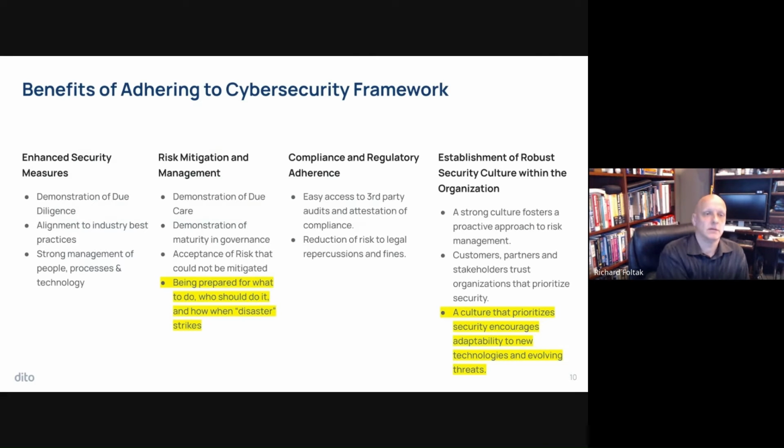So why are there benefits? Why are organizations adopting this? And this is really about, back to what we were talking about, the senior leadership's criminal risk for not demonstrating their due diligence and their due care. These cybersecurity frameworks are telling you what you should do.